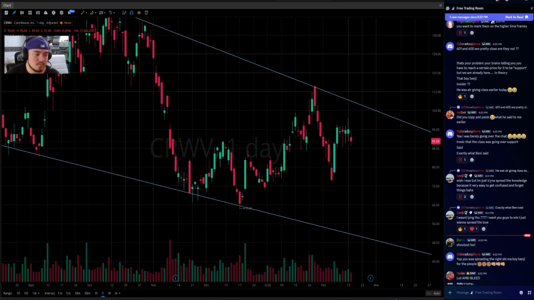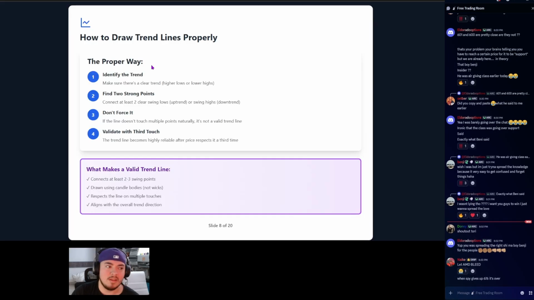100%. How to draw trend lines properly. The proper way: identify the trend. Make sure that there's a clear trend, higher lows or lower highs. Remember, guys, referring back to class 2, being able to identify these trends is crucial, especially on the higher time frames. Step number 2, find 2 strong points. Connect at least 2 clear swing lows in an uptrend or swing highs in a downtrend. We just showed you guys how to do that on a downtrend, right?